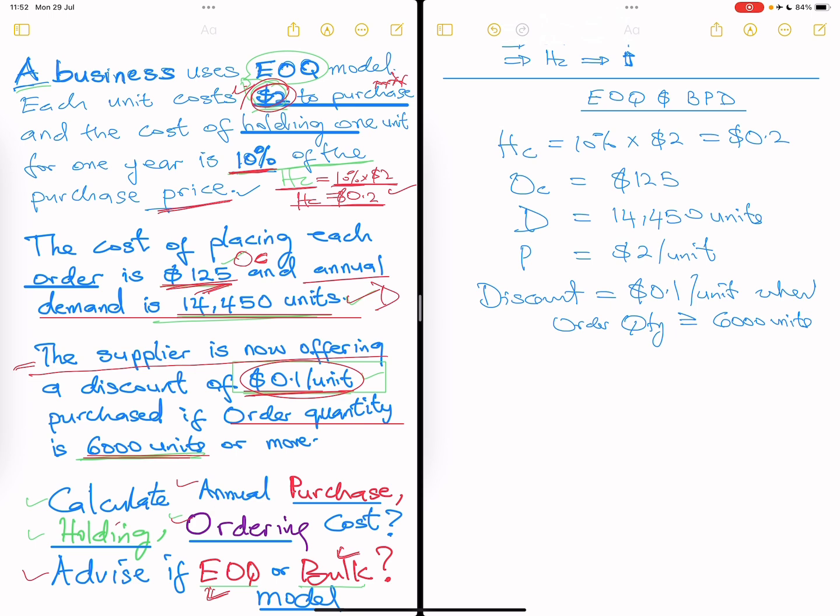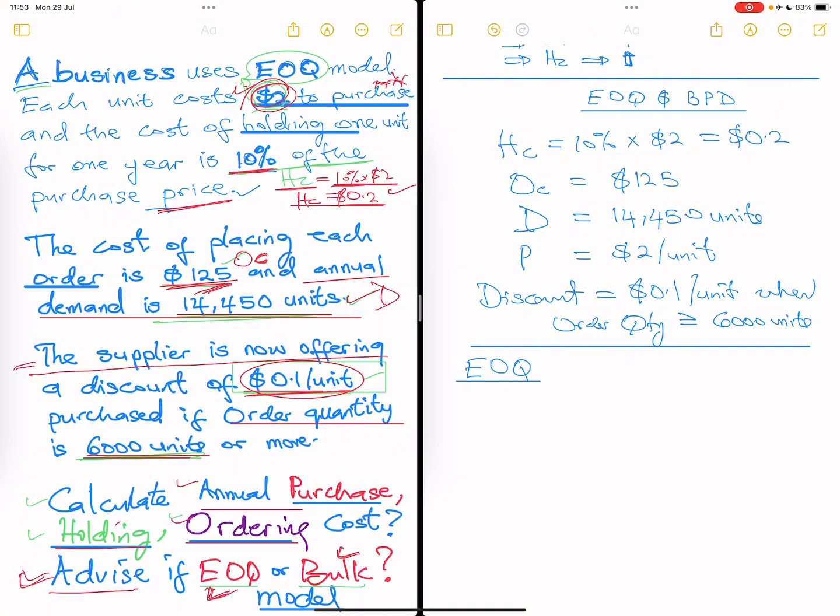Now we're asked to calculate the annual purchase price, the annual holding cost, the annual ordering cost. And finally, we need to advise if they should use the EOQ or bulk purchase discount model. That is what we want to achieve. Very good question. Now we've identified all the data. Now let's look at EOQ first. What is the total inventory cost under EOQ? Because that's the only way we can advise. We need to calculate the total inventory cost under the EOQ model and calculate the total inventory cost under the bulk purchase model. Then the cheaper will be the best advice we'll give the company.